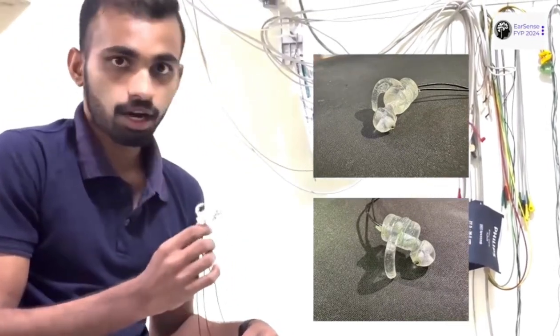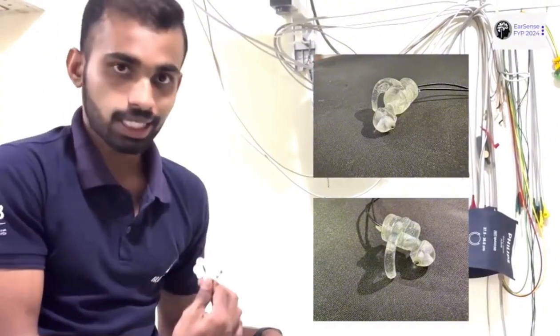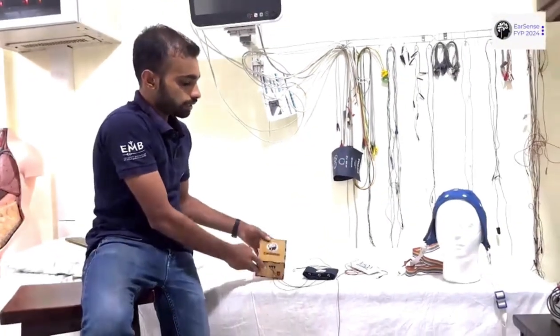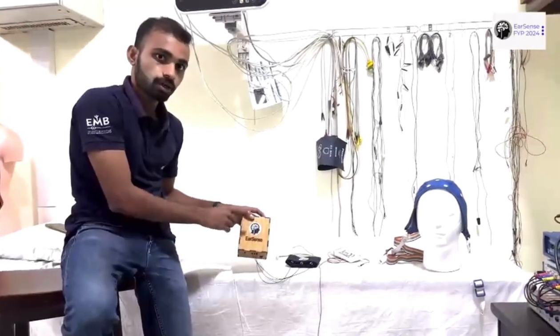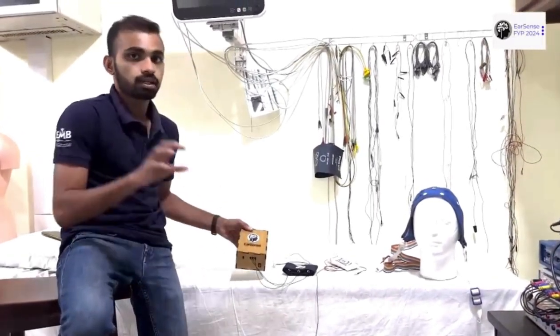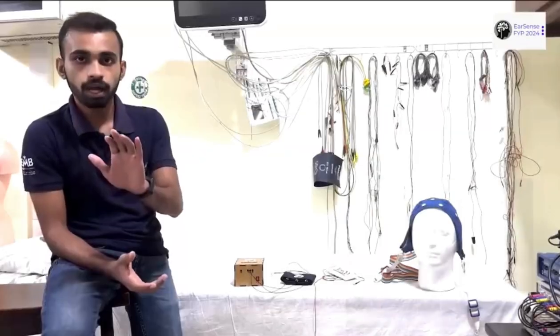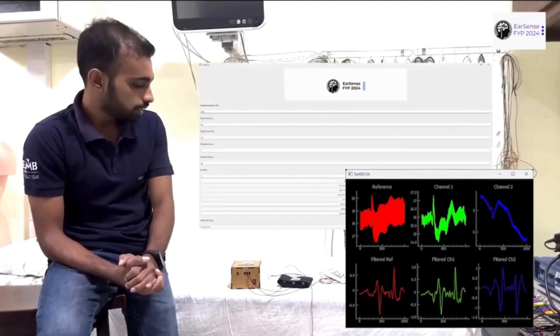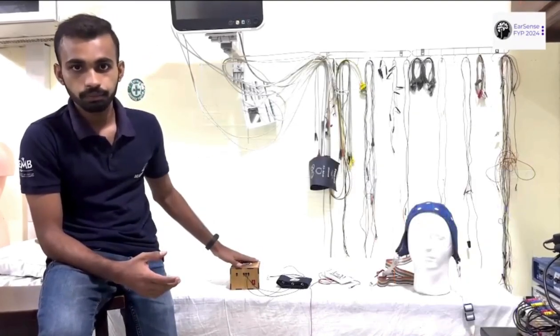So this is our general earpiece, and we have the data collection unit of our earpiece. This data collection unit will get the EEG signal from your ear and transmit those signals through Wi-Fi to your computer. And we have developed a user interface to directly interact with our device.